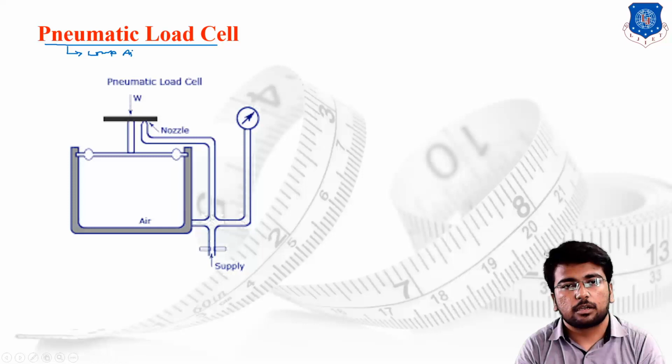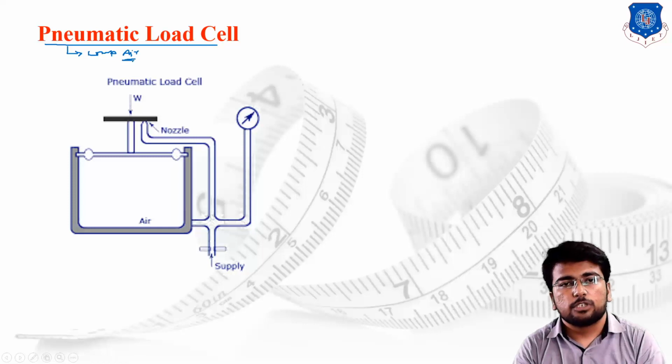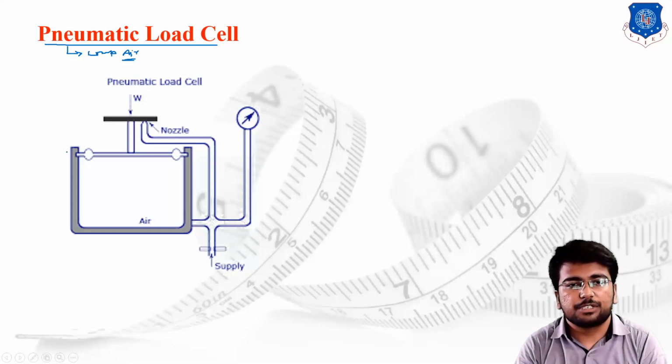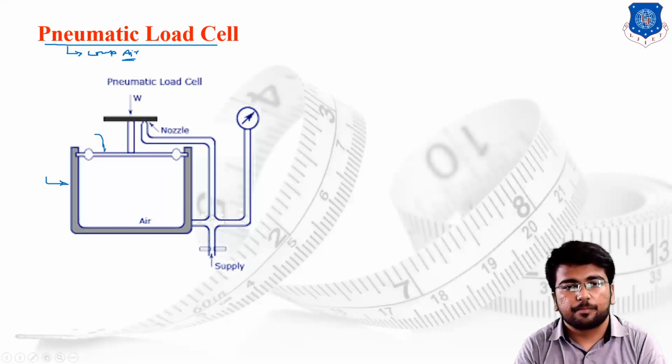We are using compressed air. What we are supposed to do is use a chamber in which the air has to be filled. The chamber is attached with the diaphragm. This is the metallic diaphragm. Then the metallic diaphragm is directly connected to the platform on which the load is to be provided. This is the pneumatic load cell platform.